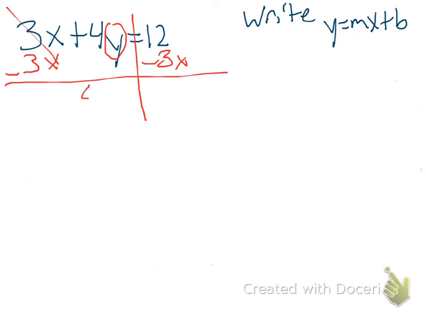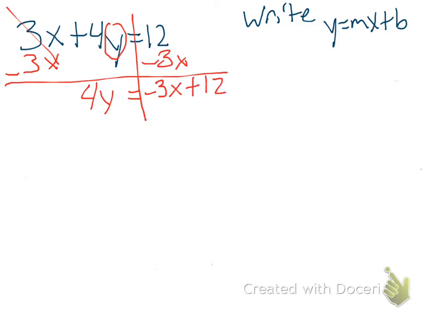Then I copy 4y equals 12 minus 3x. I can't actually subtract those because they're not like terms, so I'm going to copy, starting with the x term. I'm going to copy down negative 3x. And the 12 is positive, so it's going to be plus 12.